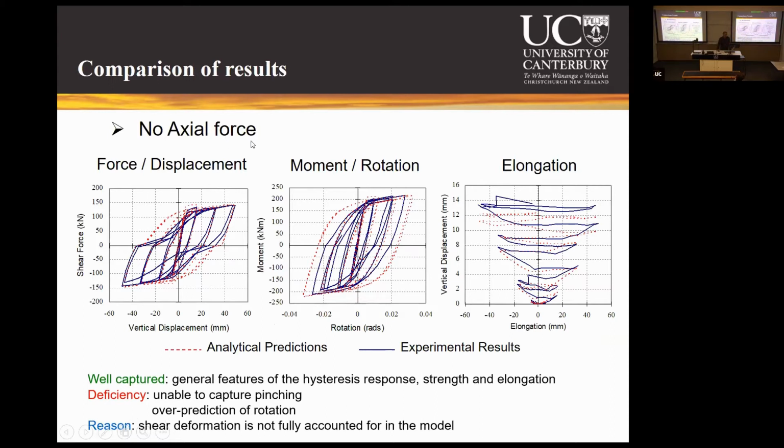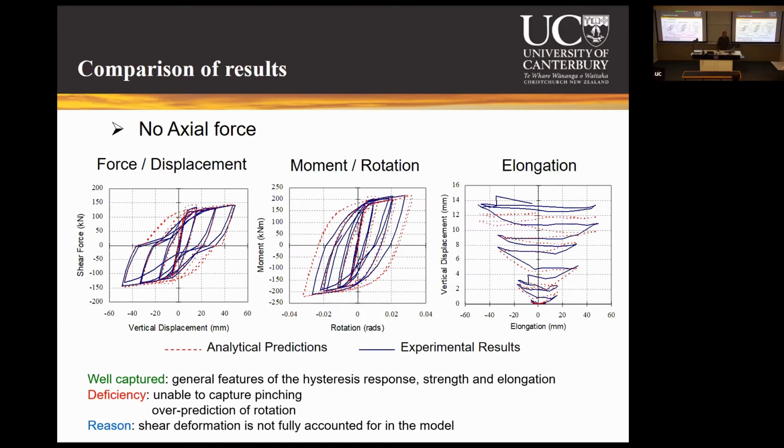So when no axial force was applied, you could see the elongation being captured reasonably well. You can see general features of the force displacement relationships, but what was not well captured was this pinching that we saw in the experimental result, because the analytical result was still bulging out in the middle. And when we broke down the deformation into flexural deformation and shear deformation, we found that the flexural deformation was overestimated. Right? So although in terms of force or capacity it was showing good behavior, in terms of sources of deformation, that was not the case.